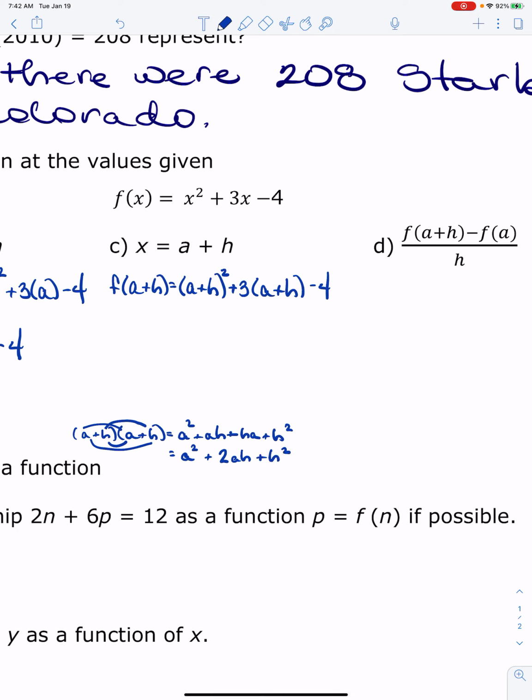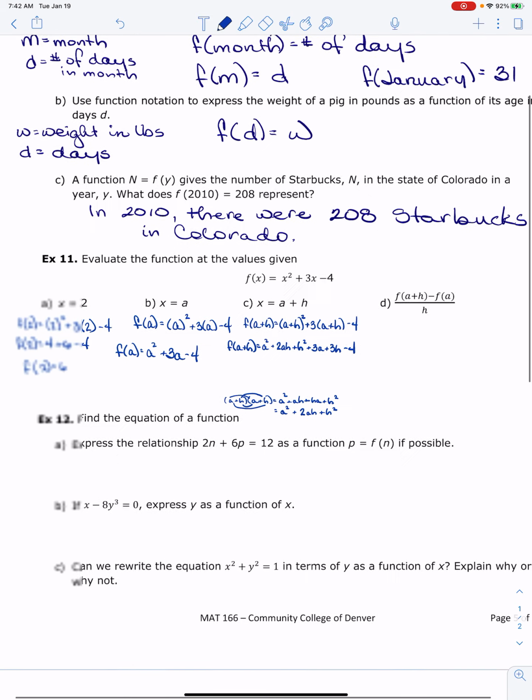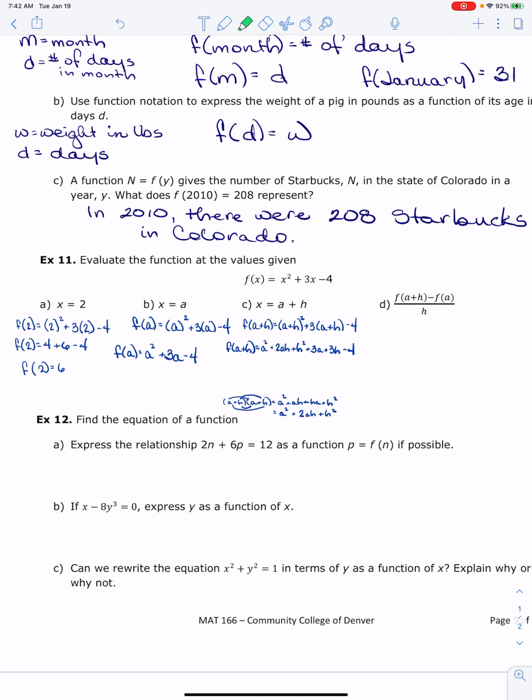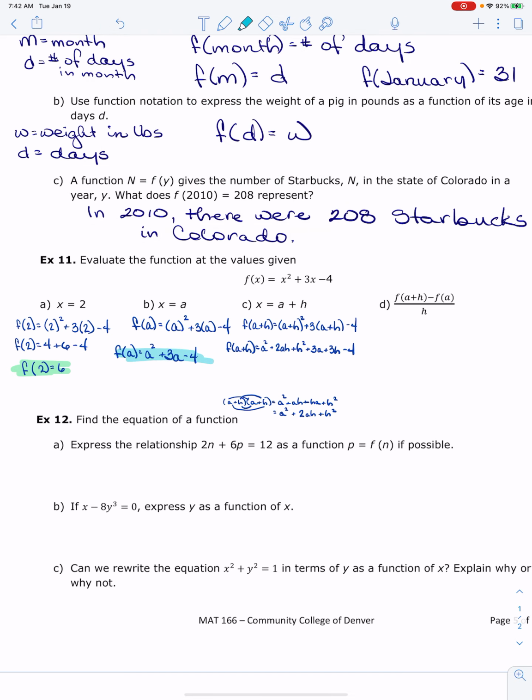So I'm going to rewrite. I've got f of a plus h here. I got a squared plus 2ah plus h squared plus 3a plus 3h minus 4. Notice that does not affect that constant at all. And so let's highlight answers here. There's our first one. Let's see if this helps us out in just a minute.